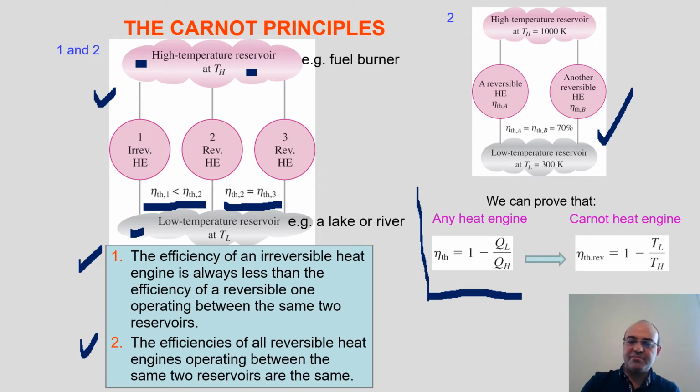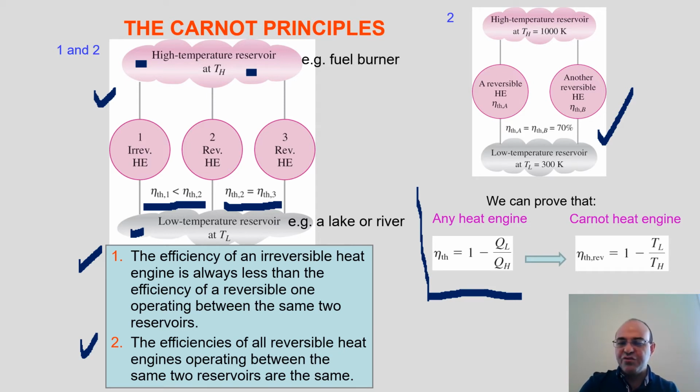Now we want to prove that, based on these two principles, the efficiency of the reversible cycle can be simplified. For any heat engine, we showed in previous lectures that the thermal efficiency is equal to 1 minus QL over QH, or this is equal to W net out divided by QH. So the efficiency of any heat engine is equal to 1 minus QL over QH.